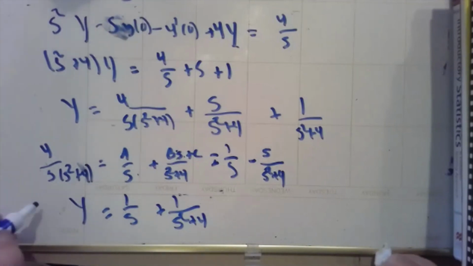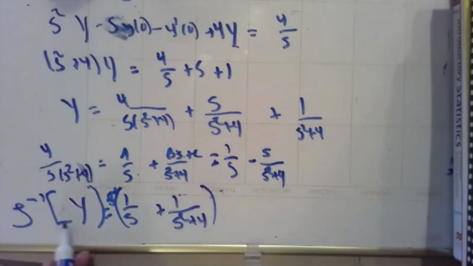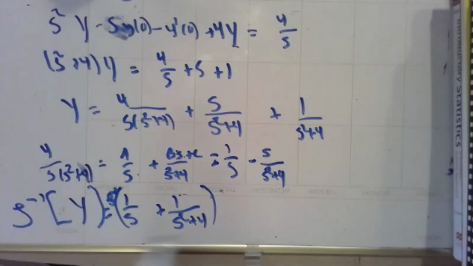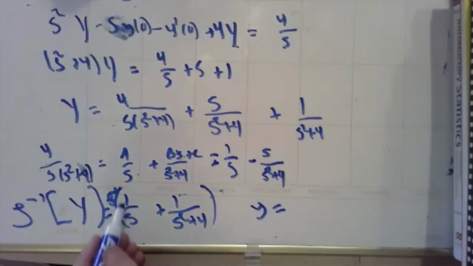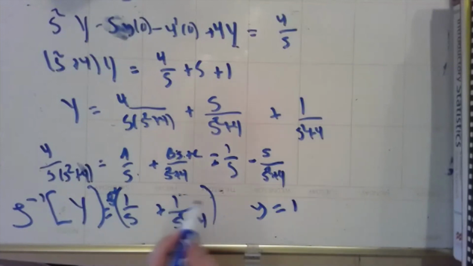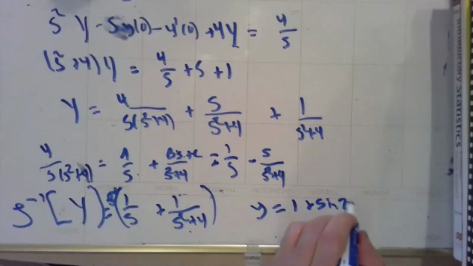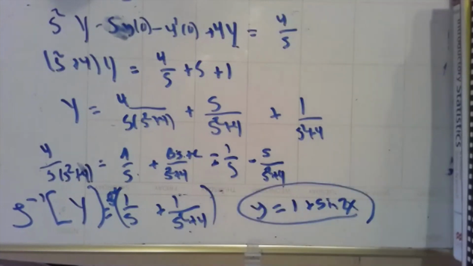I want little y. So I take the inverse Laplace transform of both sides. Inverse Laplace transform of capital Y is little y. Inverse Laplace transform of 1 over s is 1. Inverse transform of 1 over s squared plus 4 is sine of 2x. That's the same answer we got solving this using conventional methods, solving this as a non-homogeneous linear second order DE.